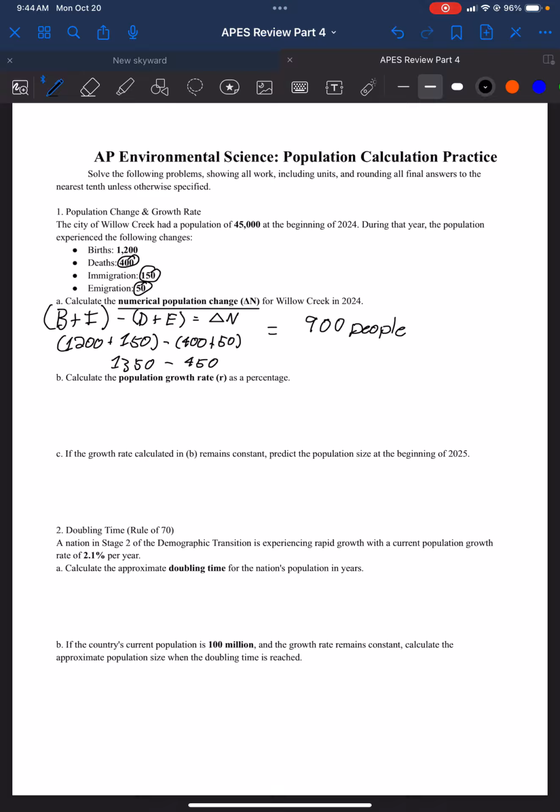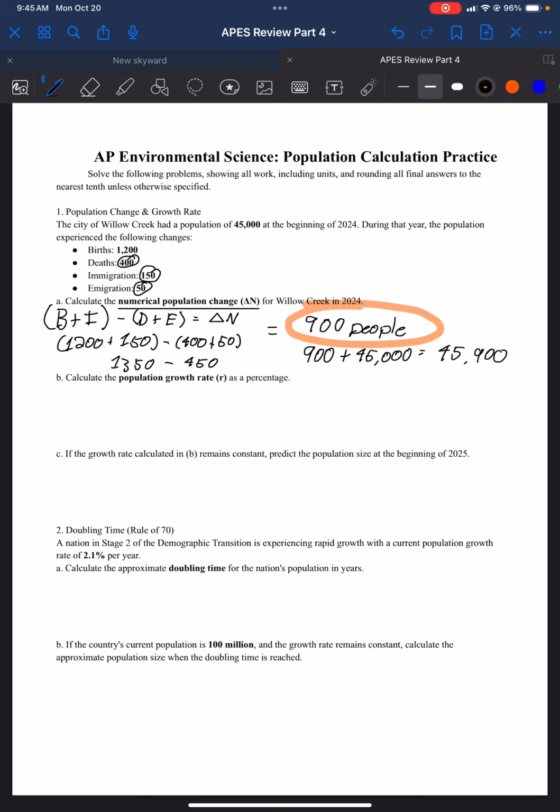Now, if the question was asking what is the new population, which is a thing that happens sometimes, then you would take the population change and add that to your starting population, which would give you 45,900. You just have to pay attention to the question that's being asked. Now, in this case, it wants to know what is the change. So our correct answer would be 900 people.